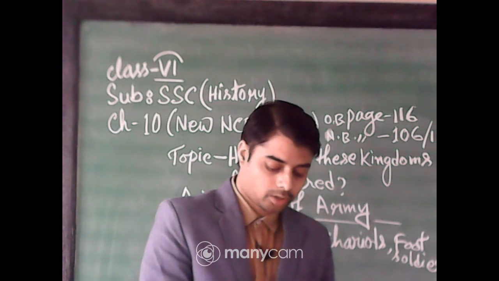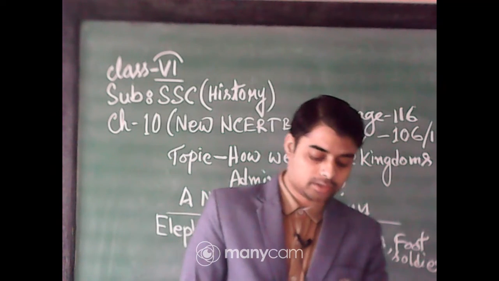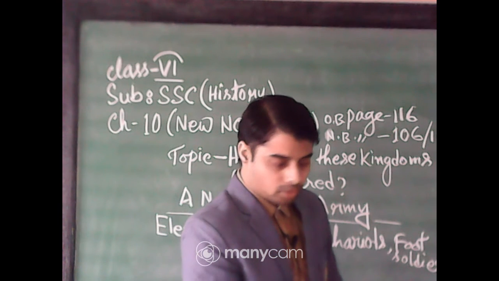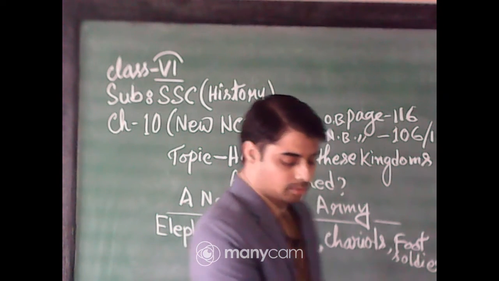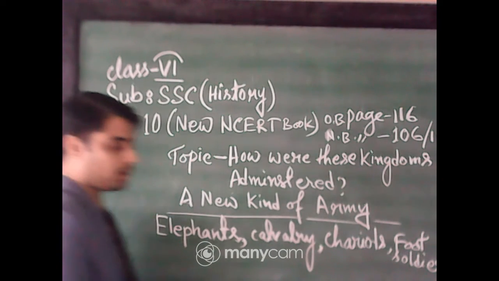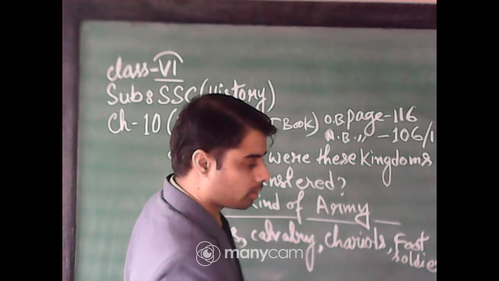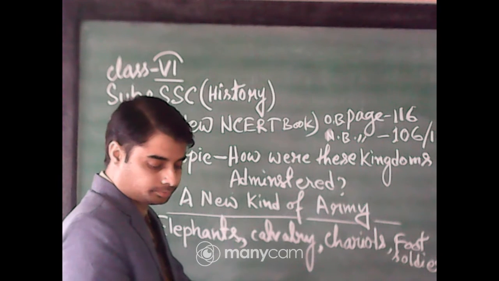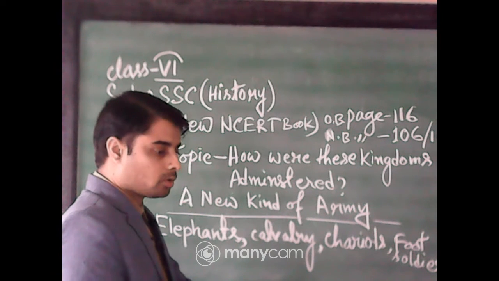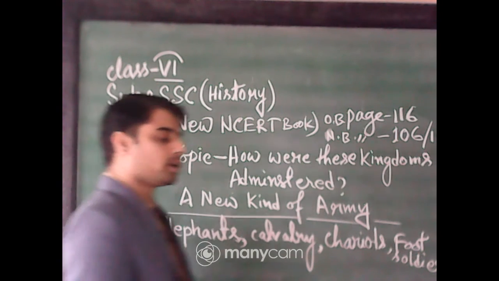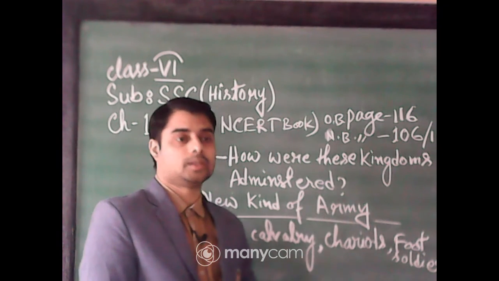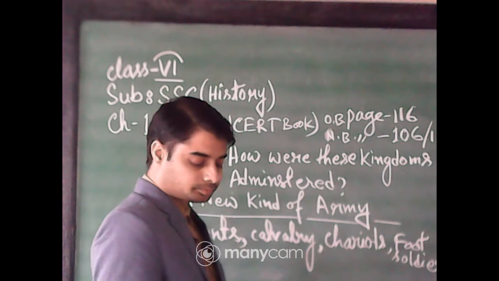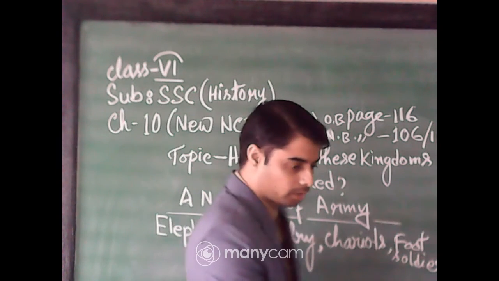I have already mentioned. So, students, these are the two subunits: how were these kingdoms administered, and a new kind of army. If you have any question from these two subunits, or any confusion about any portion, you can ask me. No problem. Also, if you have any question regarding the previous subunits, such as the Prasasti, Samudragupta's Prasasti, the genealogies, or Harshavardhan, you can ask me. Okay, no doubt.